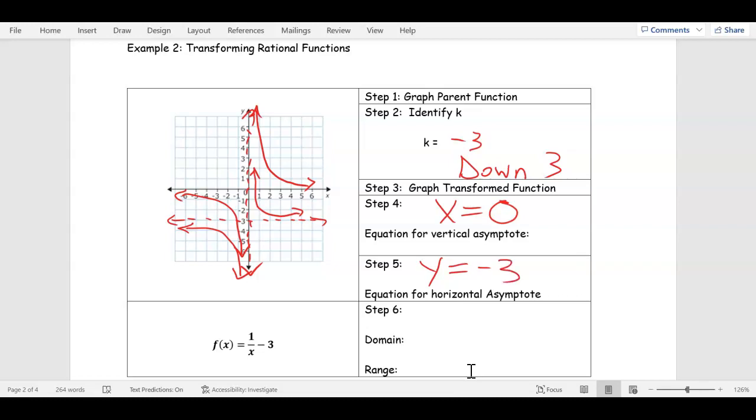Okay, and then domain and range, we just take those asymptote equations and slash them. X is not equal to 0. Y is not equal to -3. Now, I hope with those two examples, you get the idea of how to do this.